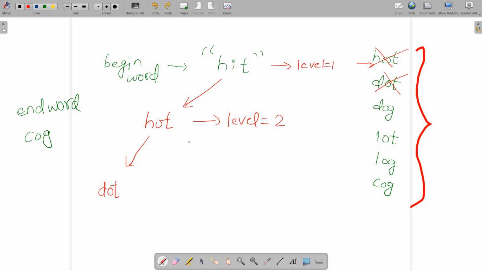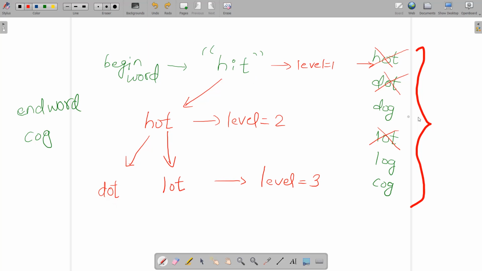Yes, we can move, because H and L are not matching and the rest of the characters are matching at their respective positions. So we will move to LOT. And yes, we will cut it out because this is visited. So can we move to LOG? No, we cannot move. Can we move to COG from HOT? No, we cannot move. So only the strings that are at level equal to 3 are these, considering HIT as the source node. Okay, so let's try to move to other ones.